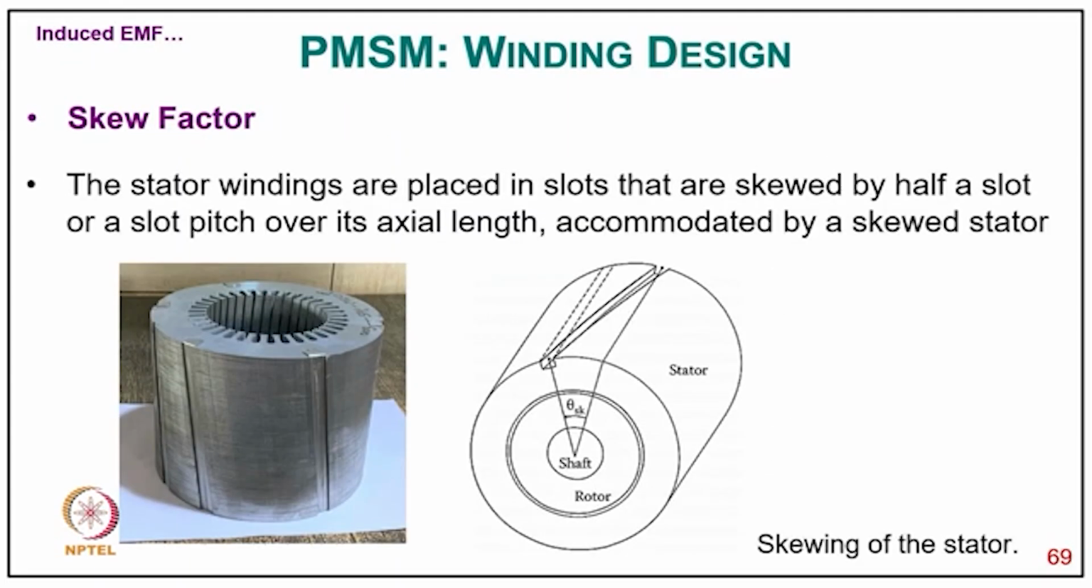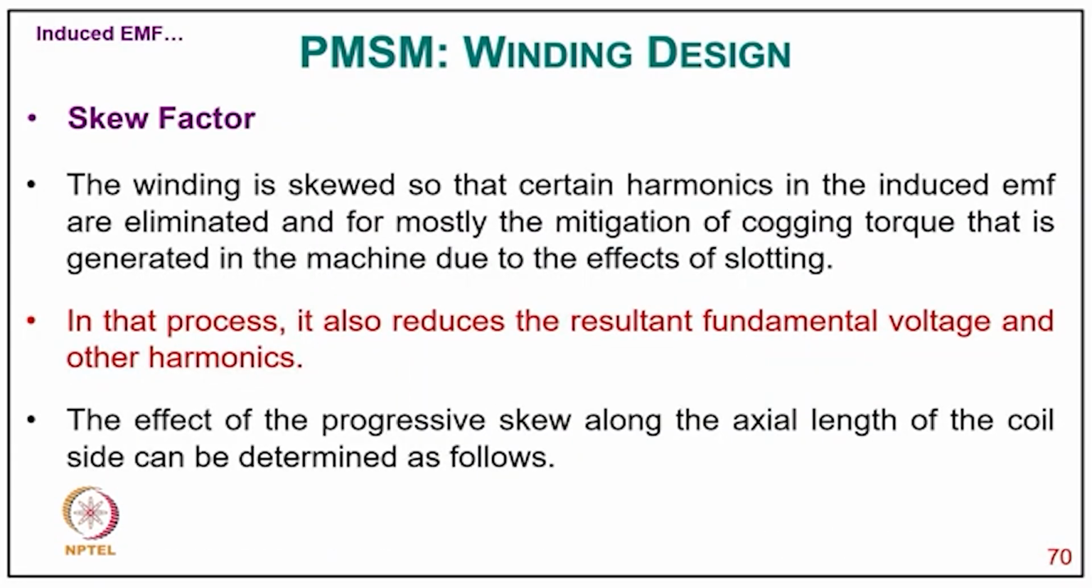Now coming to the skew factor. The stator windings are placed in slots that are skewed by half a slot pitch or a slot pitch over the axial length, accommodated by a skewed stator. Here you can see the physical diagram of skewing the stator, as well as the skewing angle theta sk. The winding is skewed so that certain harmonics in the induced EMF are eliminated, and mostly for mitigation of the cogging torque that is generated in the machine due to the effect of slotting. In that process, it also reduces the resultant fundamental voltage and other harmonics.